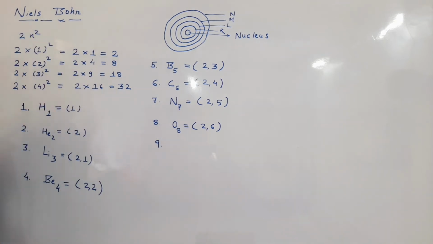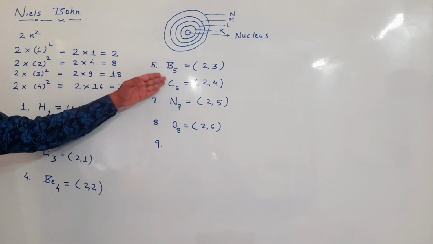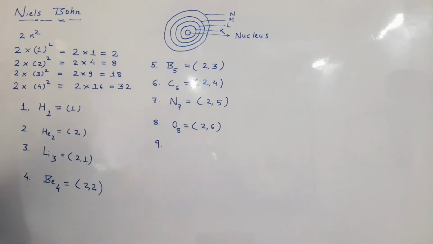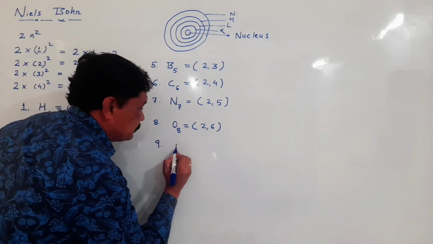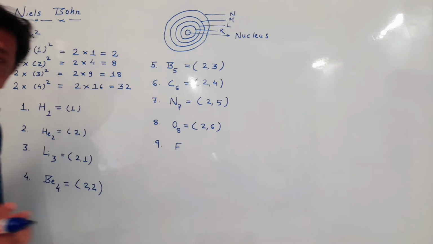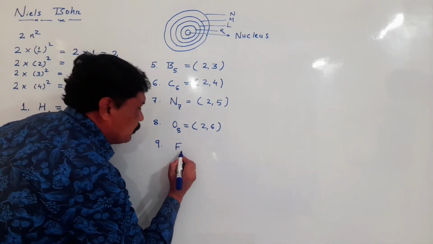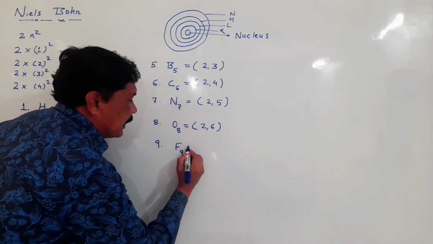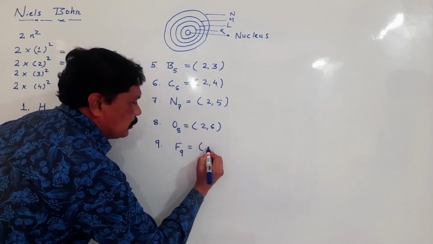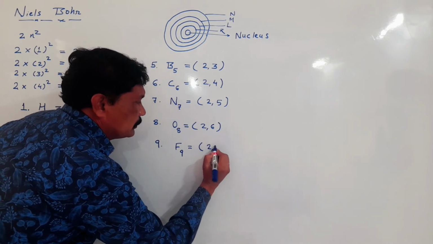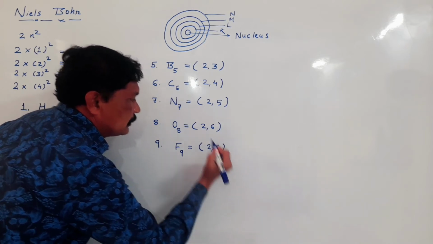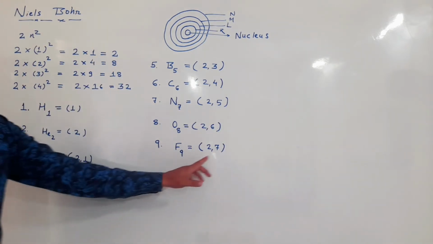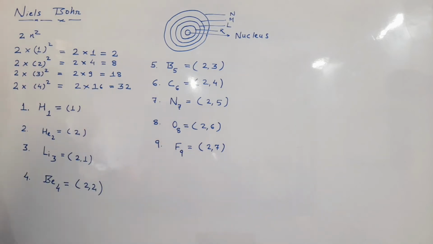The ninth element in the sequence will be hydrogen, helium, lithium, beryllium, boron, carbon, nitrogen, oxygen, fluorine. And what is the atomic number of fluorine? The atomic number of fluorine is 9. So the electronic configuration will be 2, 7. 2 plus 7, 9.